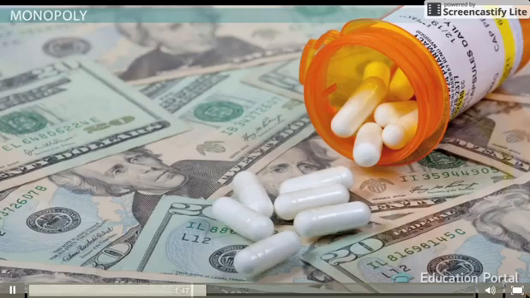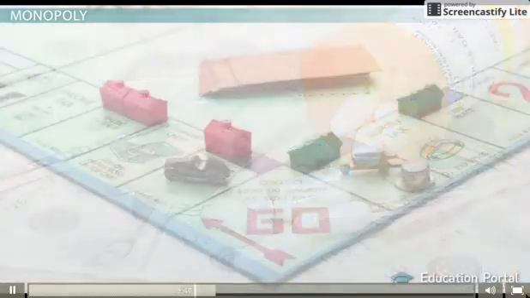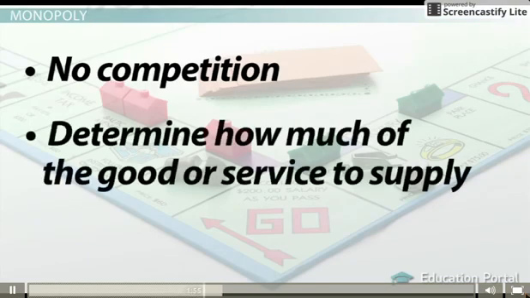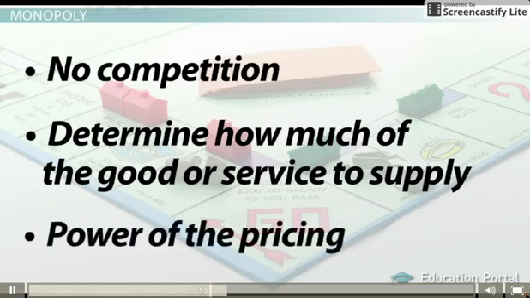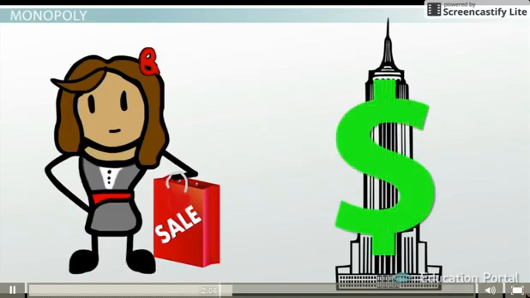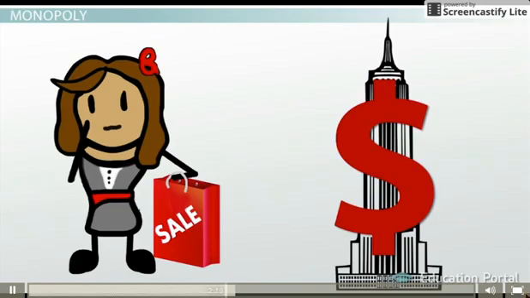the patent expires. Since a business in a monopoly has no competition, it has a great degree of power in the market. It can determine how much of a good or service to supply the market, and it also has a great deal of power over the pricing of its goods and services. The business can charge a price for its goods and services as high as buyers like Kathy are willing to pay. Of course, if the price is too high, Kathy and other potential purchasers will not buy.